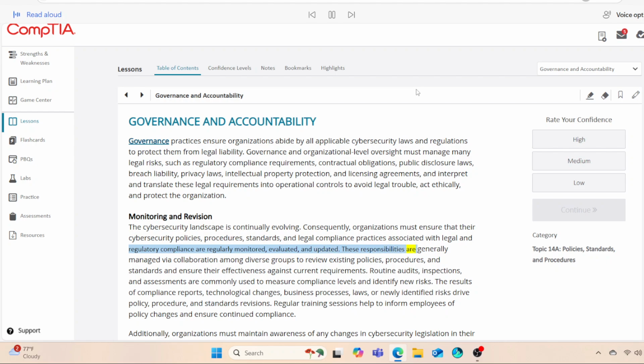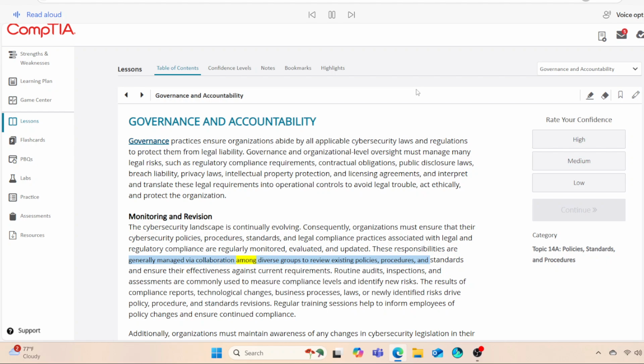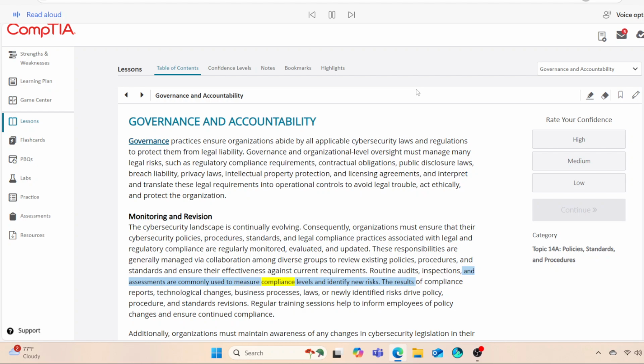These responsibilities are generally managed via collaboration among diverse groups to review existing policies, procedures, and standards and ensure their effectiveness against current requirements. Routine audits, inspections, and assessments are commonly used to measure compliance levels and identify new risks. The results of compliance reports, technological changes, business processes, laws, or newly identified risks drive policy, procedure, and standards revisions. Regular training sessions help to inform employees of policy changes and ensure continued compliance.